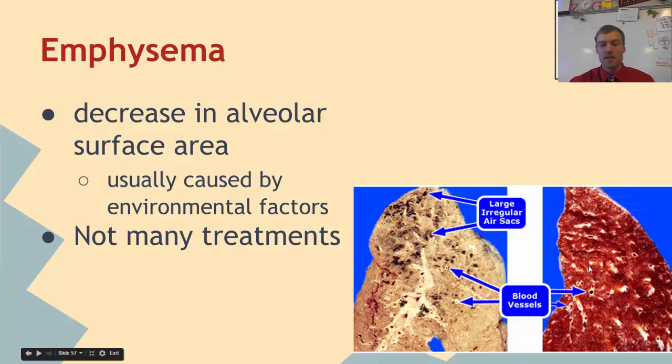You can kind of see here the difference between a healthy lung and an unhealthy lung. You can see that there's a lot of kind of large irregular air sacs. You notice that it's kind of discolored. It may be sort of calcified, so maybe more rigid, less spongy than it should be. You can also see that the blood vessels here are much smaller than the blood vessels as they should be. There aren't really many treatments for emphysema. You can take in concentrated oxygen to help overcome the fact that you don't have as much surface area as you should. But unfortunately, there's just not a lot you can do.